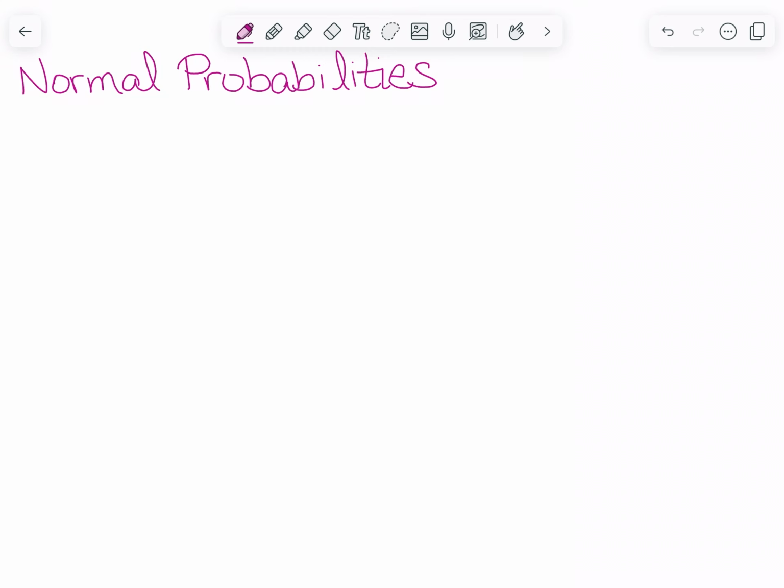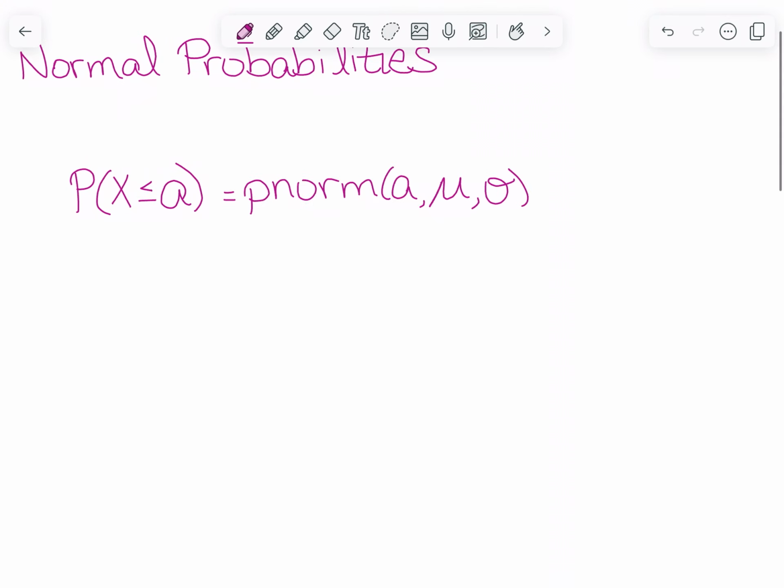When finding the probability involved in a normal distribution, we always find cumulative probabilities. So we always find the probability that a randomly selected subject is at or below the indicated value. This means we're always looking at the probability that x is less than or equal to some value a. The command we use in RStudio to find this value is pnorm. We input the value a that we are concerned with, the mean mu, and the standard deviation sigma.